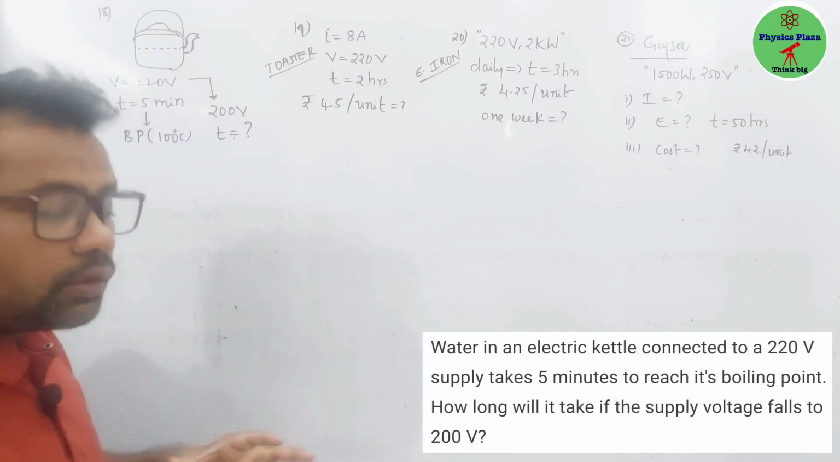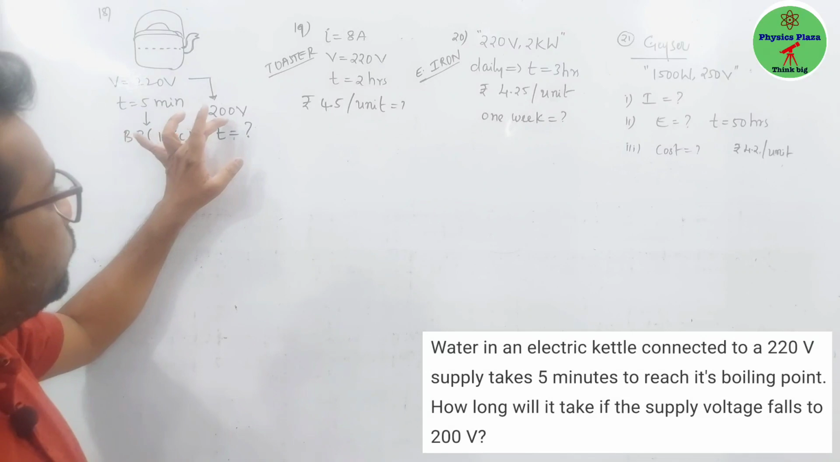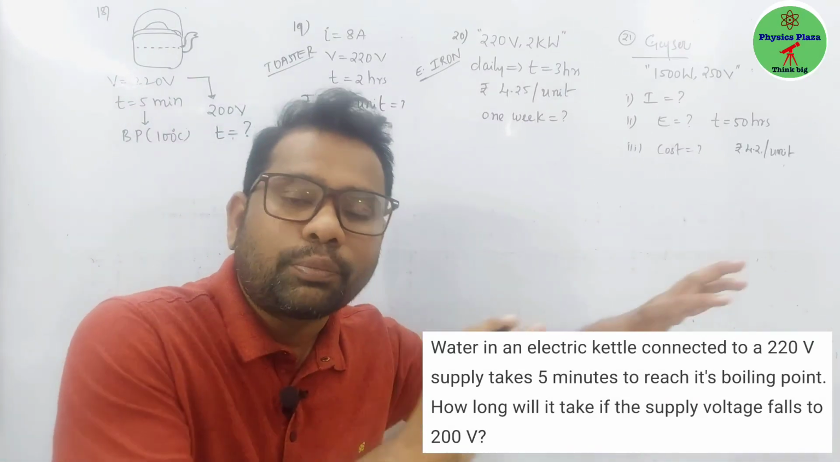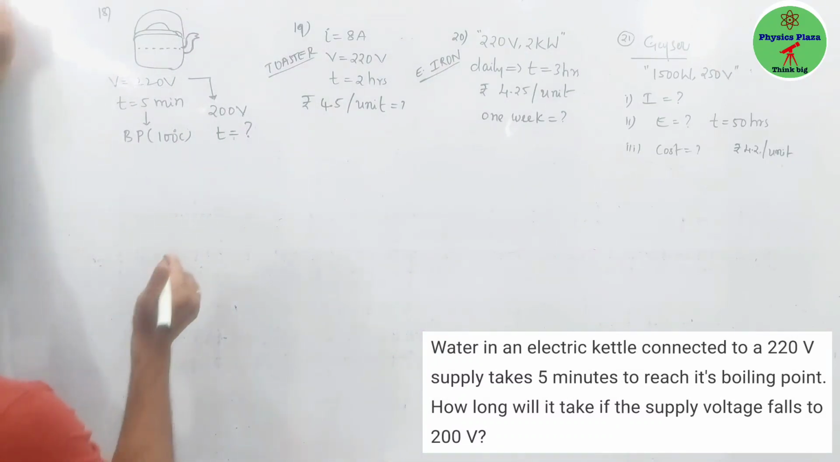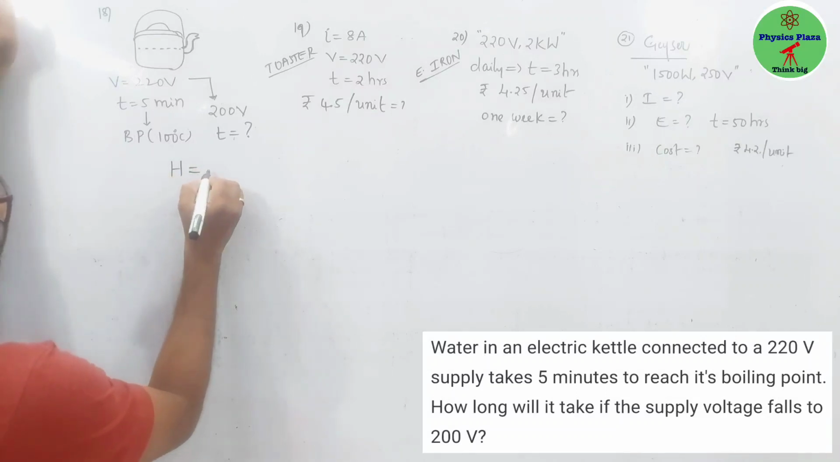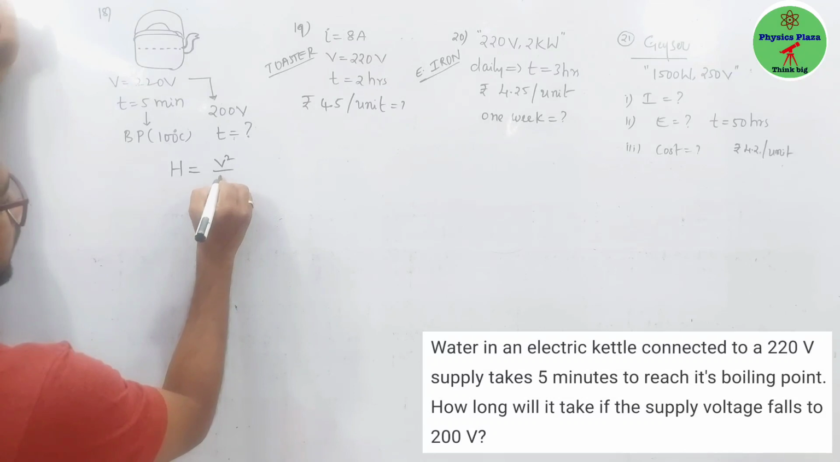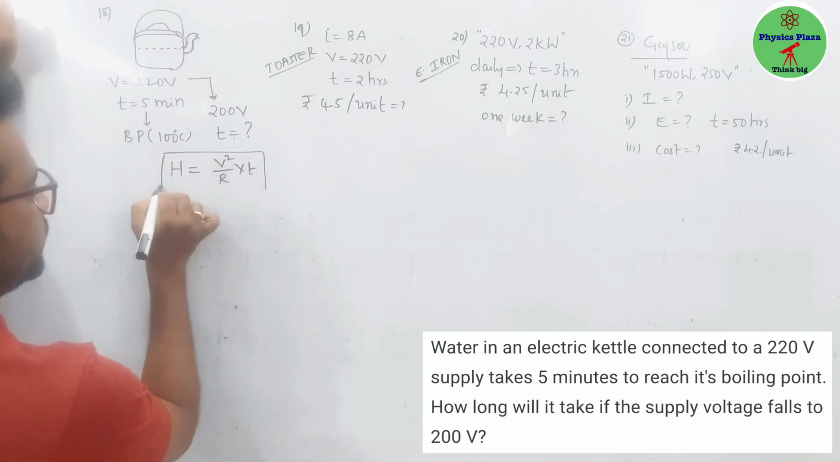Now they are asking us that, if its voltage falls to 200 volt, then how much time does it take to reach the same boiling point, that is 100 degrees Celsius only. Children, this is purely based on this formula here. So we know that heat, that is the energy, is equal to power into time. Power is nothing but V square by R into time. So this we need to apply for two cases.